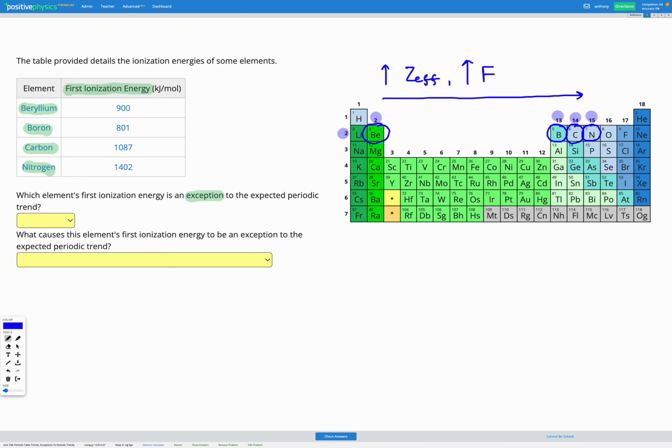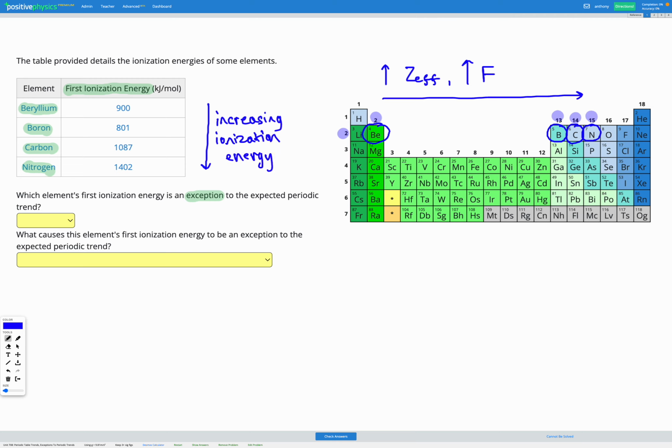Now the question's asking about first ionization energy. Remember, that's the energy required to remove an electron. And the greater the force between the electrons and the nucleus, the more energy we're going to need in order to remove an electron. So because beryllium has the least force, we expect it to have the least energy required to remove an electron. And nitrogen has the most force, so we're expecting it to have the most energy required. So we're expecting the trend to be that as we go from beryllium to nitrogen, we are increasing the ionization energy. That's what we expect to see.